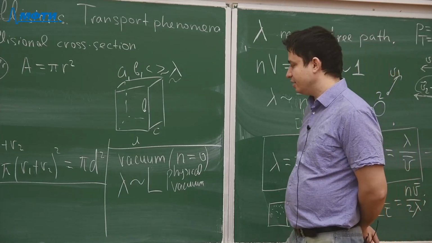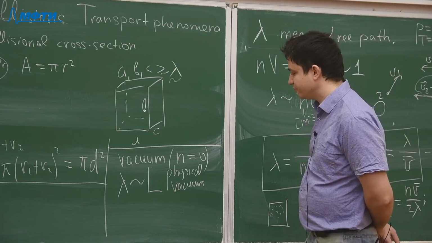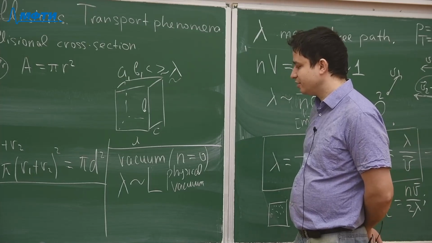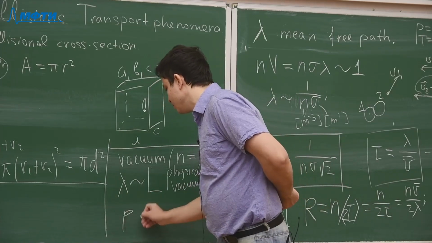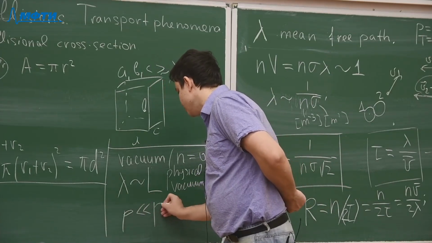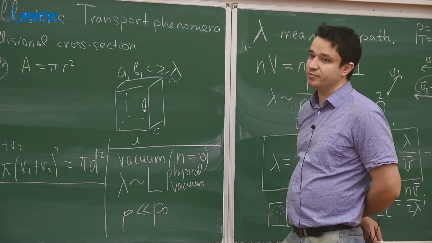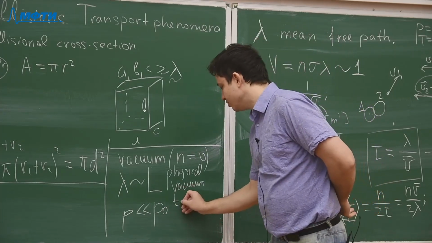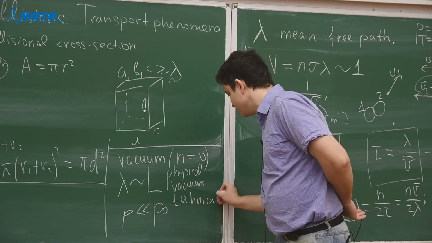At the same time, physical vacuum is not the only kind of vacuum you want, because in terms of engineering, they call vacuum any state of the system in which the pressure of the gas is much lower than atmospheric pressure. This is called technical vacuum.